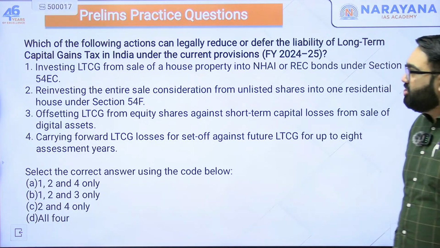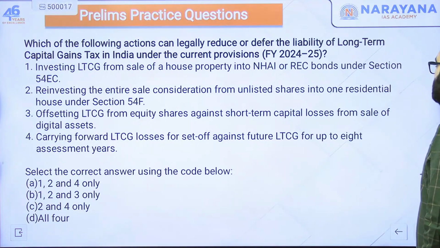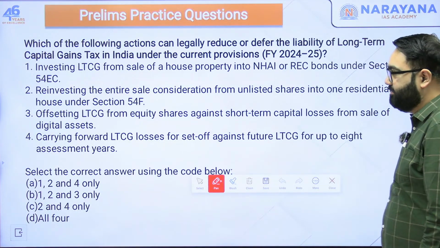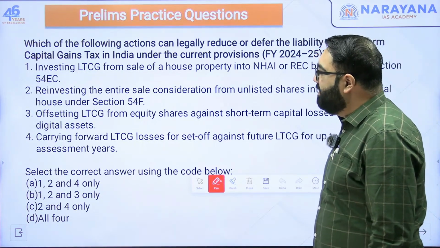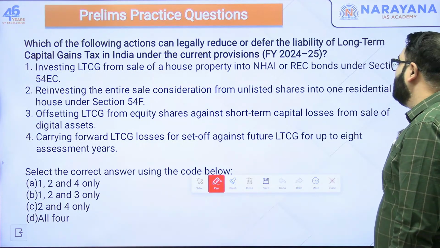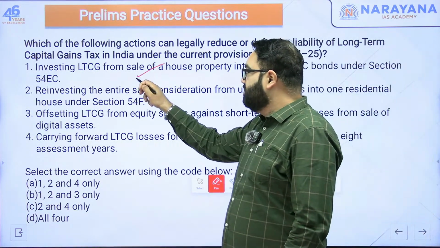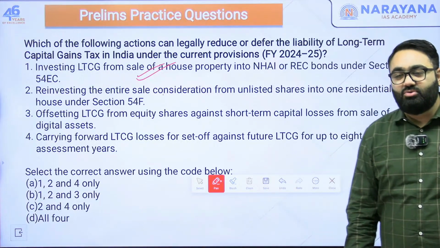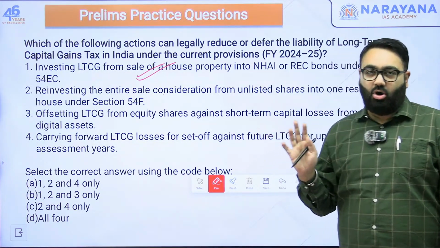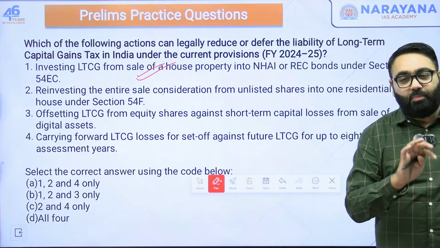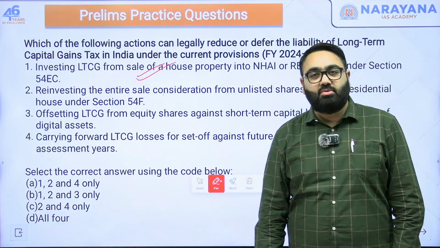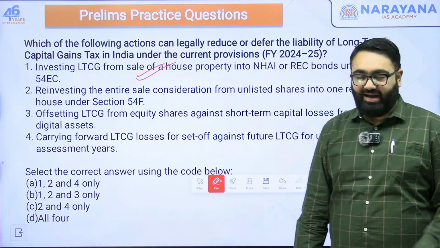Alright. So the question is, which of the following actions can legally reduce or defer the liability of long-term capital gain tax under the current provisions of FY 24-25? First, investing long-term capital gain from sale of house property into NHAI, that is the National Highway Authority of India, or REC bonds under section 54 EC, yes. So if you made a gain and that money was used to buy a bond of NHAI, you gave them the money to build infrastructure, the government will not tax. So basically the government is trying to push you towards giving money to them, because the government wants them to get funded. So if you don't want taxes to be imposed on you, you better invest your money in these bonds. That is the entire idea.